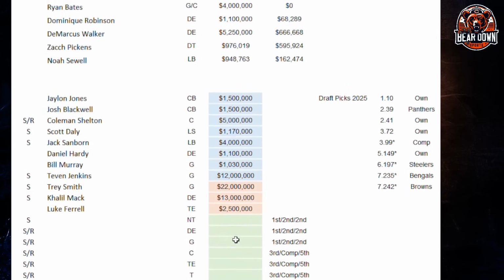So these blue ones are ones the Bears re-sign. Orange ones are key free agency, and this is just some of the names that are talked about and some of the ones that I like. No one else has really talked about Luke Farrell. That's one I brought up. I just think he's a great blocking tight end.